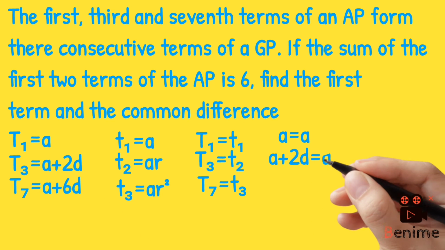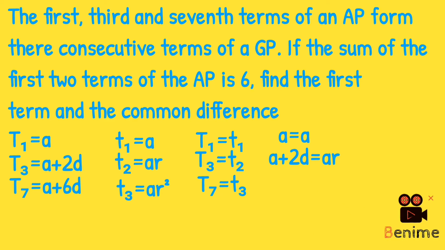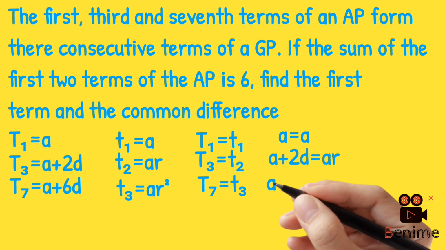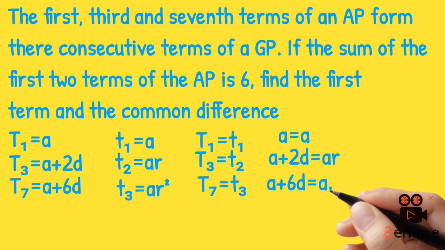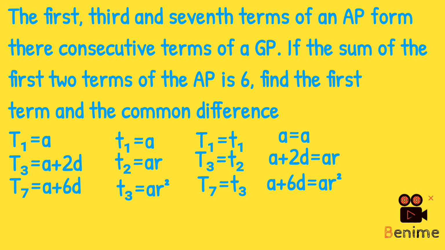Then capital letter T7 is equal to small letter T3. And capital letter T7 is A plus 6D. And small letter T3 is AR to the power of 2. So you have that A plus 6D is equal to AR raised to the power of 2.